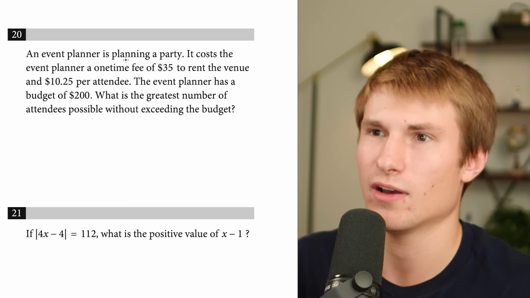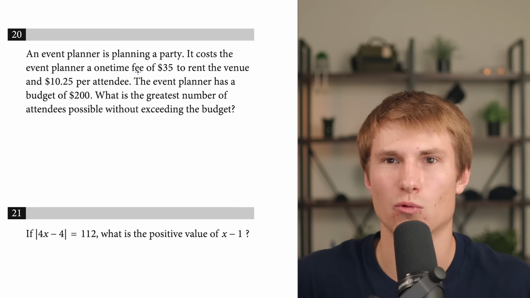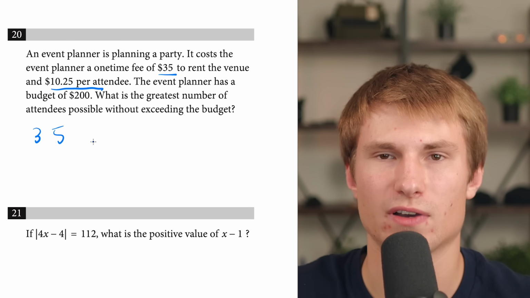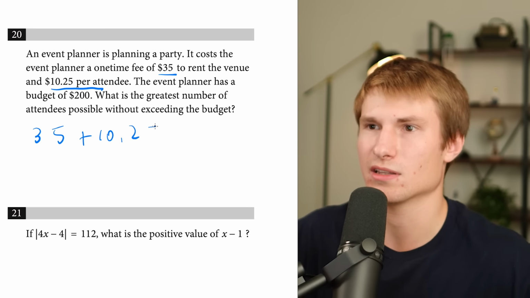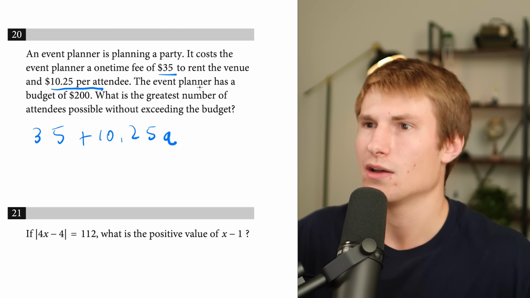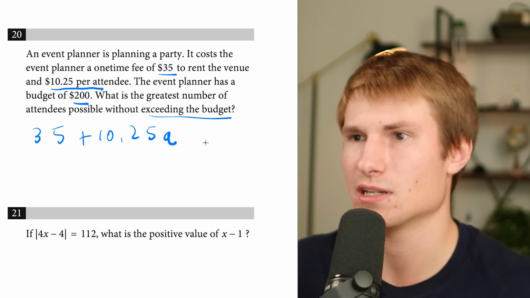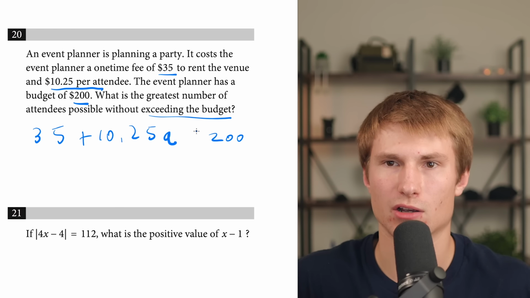Question 20, an event planner is planning a party. It costs the event planner a one-time fee of $35 to rent the venue and $10.25 per attendee. I'll represent that as A. The event planner has a budget of $200. What is the greatest number of attendees possible without exceeding the budget? We can meet the budget, but we cannot go over the budget.